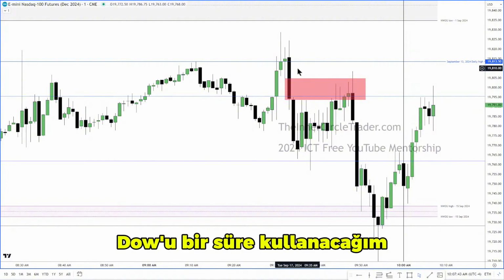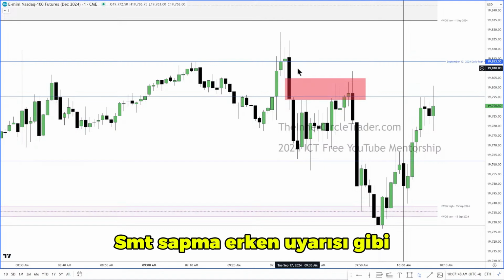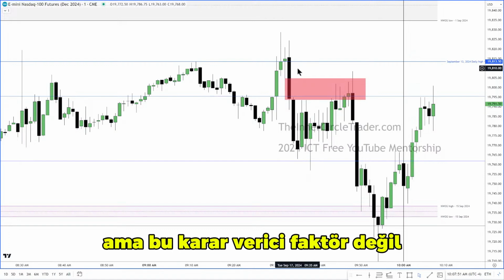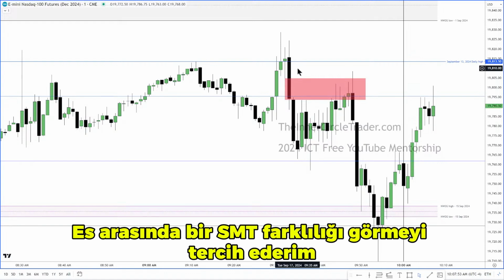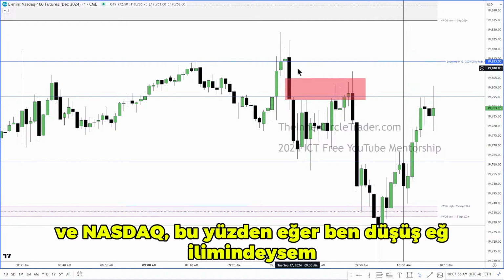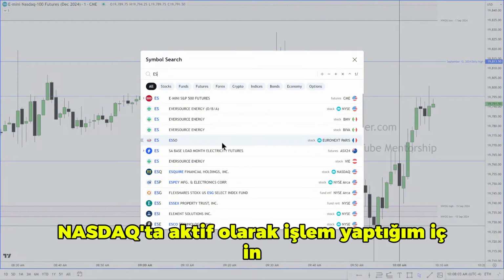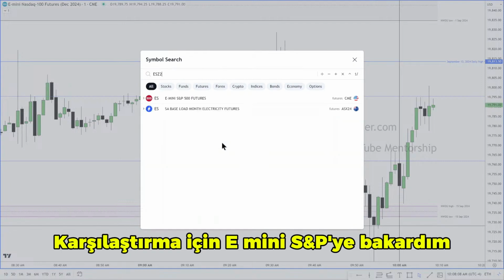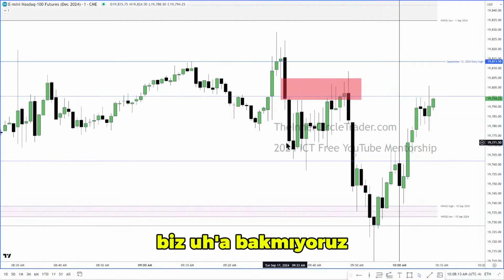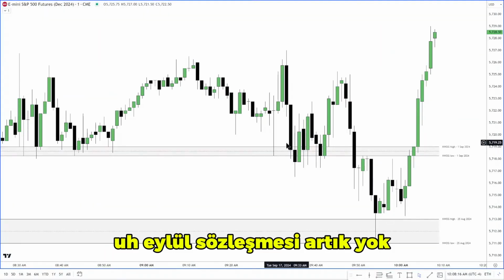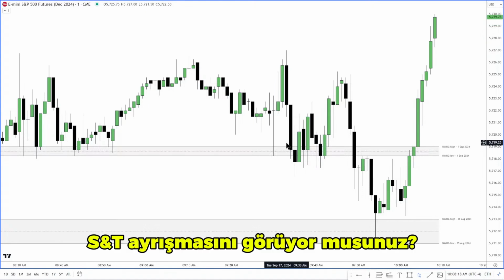So I will use the Dow for an SMT divergence early warning, but it's not the deciding factor. I'd prefer to see an SMT divergence between ES and Nasdaq. So if I'm bearish, since I'm actively trading the Nasdaq, I would look at the E-mini S&P by comparison, and we are in the December contract. We're not looking at the September contract anymore. Do you see the SMT divergence?